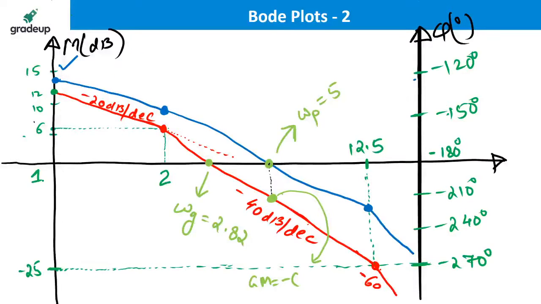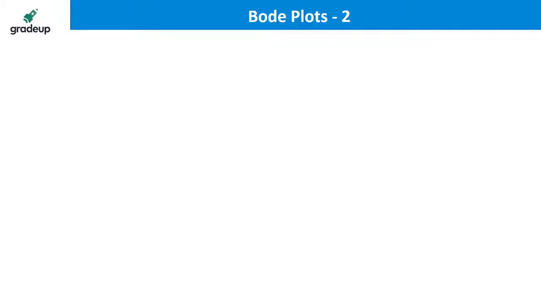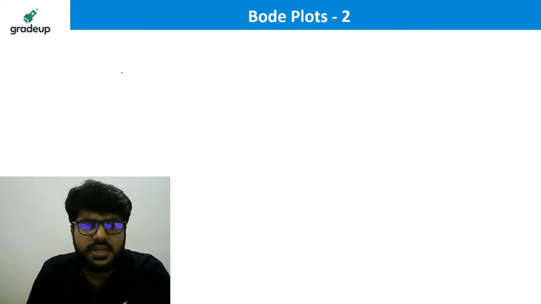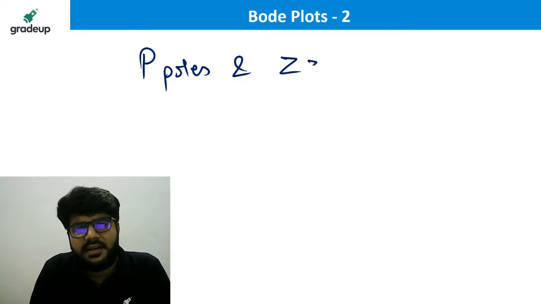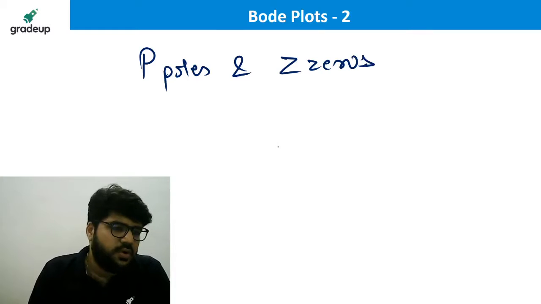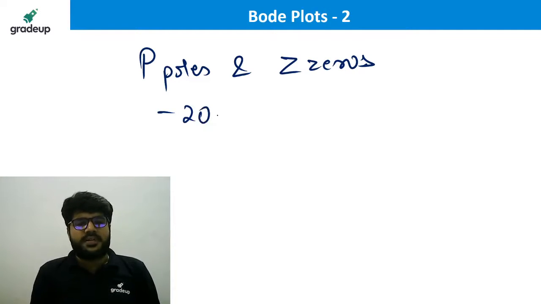Then there comes another pole, the slope changes by minus 20, it becomes minus 40. Another pole, so it changes the slope by again minus 20. The final slope becomes minus 60. So suppose you have p poles and z zeros. For every pole the slope is minus 20, so for p poles minus 20p.